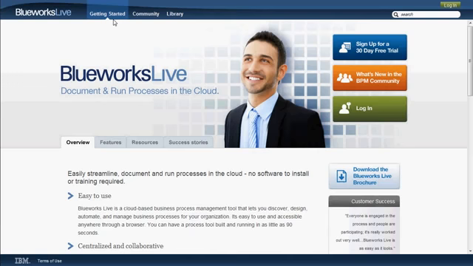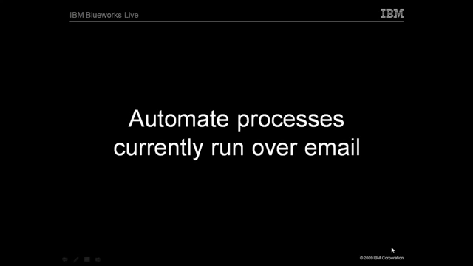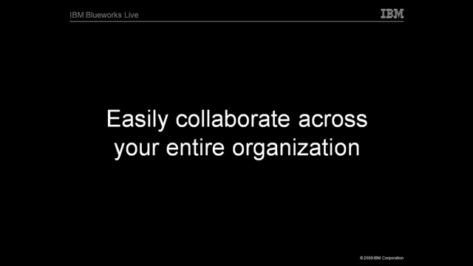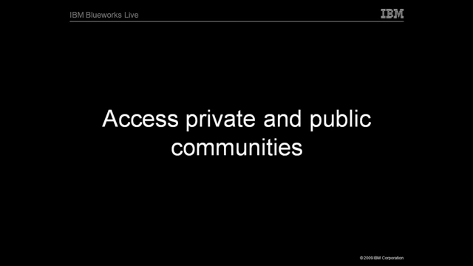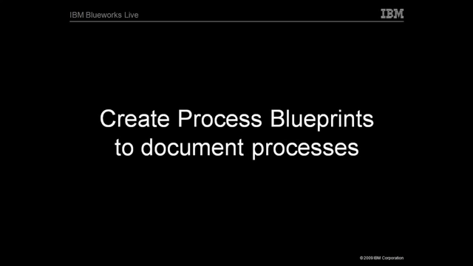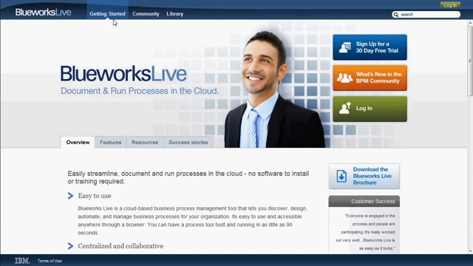Blueworks Live improves the way you work by allowing you to automate processes that are currently run via email, easily collaborate on daily tasks with coworkers across teams, departments, and the entire organization, access private and public communities focused on process improvement, and create process blueprints to discover, map, and document your processes in a way that is structured and usable by anyone in your company. With Blueworks Live, you'll be able to keep your team connected, on the same page, and working effectively.